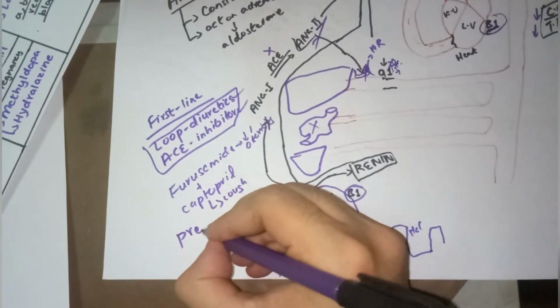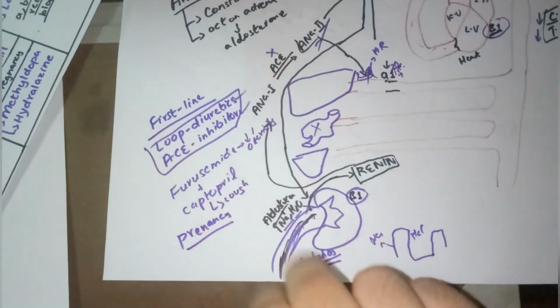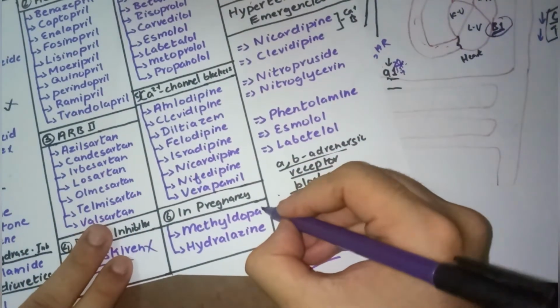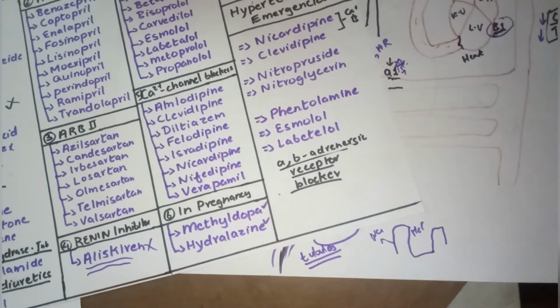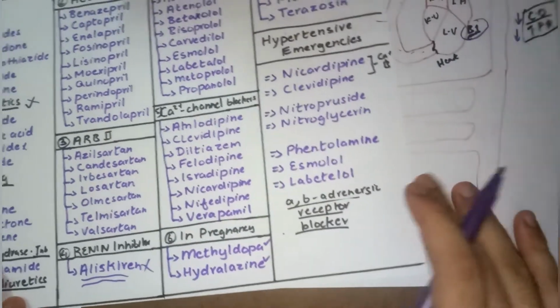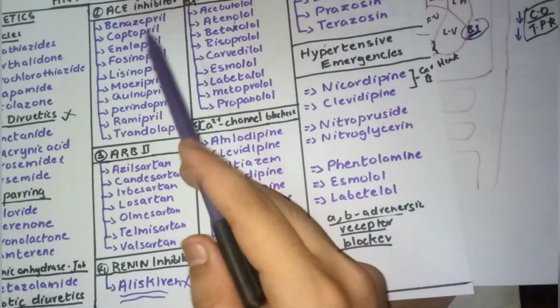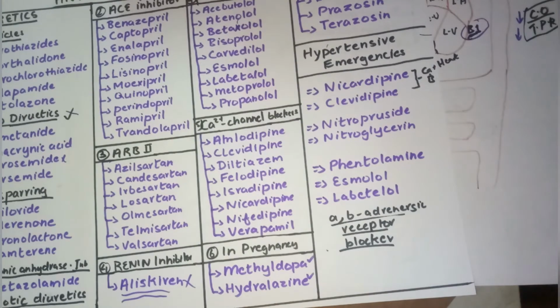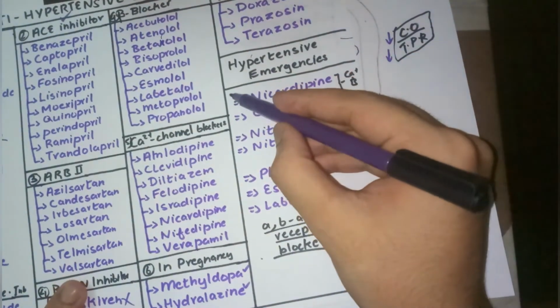So all the hypertensive drugs are contraindicated in pregnancy, except only two drugs. Which are those two drugs? Methyldopa and hydralazine. Only these two drugs can be used in pregnancy, and there is no other drug which should be used in pregnancy, remember. And for other persons you can use ACE inhibitors, loop diuretics, beta blockers, anything, but the first line is ACE inhibitors and loop diuretics. Okay guys, and there is another category, hypertensive emergencies.